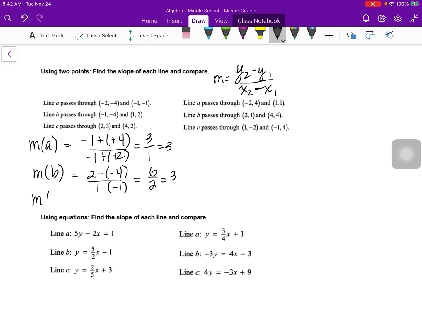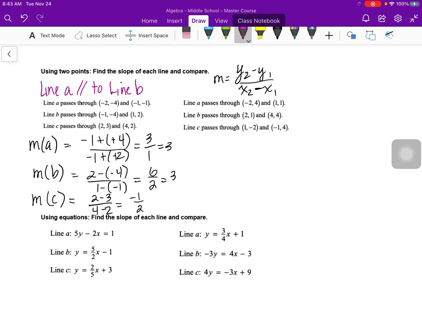And then the slope of line C, so I would do 2 minus 3, and then 4 minus 2 in my denominator. 2 minus 3 is -1. 4 minus 2 is 2, so it's -1/2. So for this set of lines, my answer would be line A is parallel to line B, because they both have the same slope. Both lines A and B have the same slope.